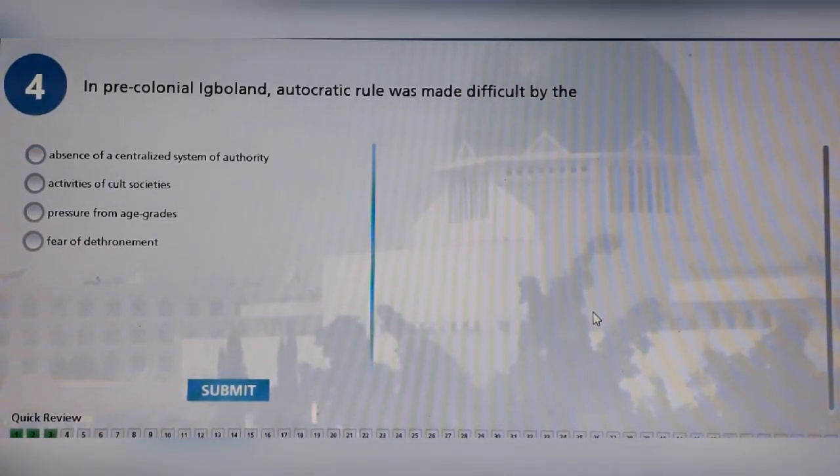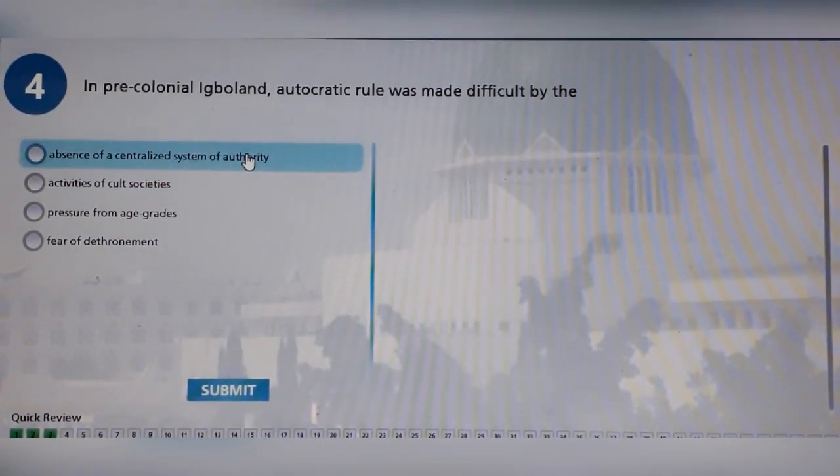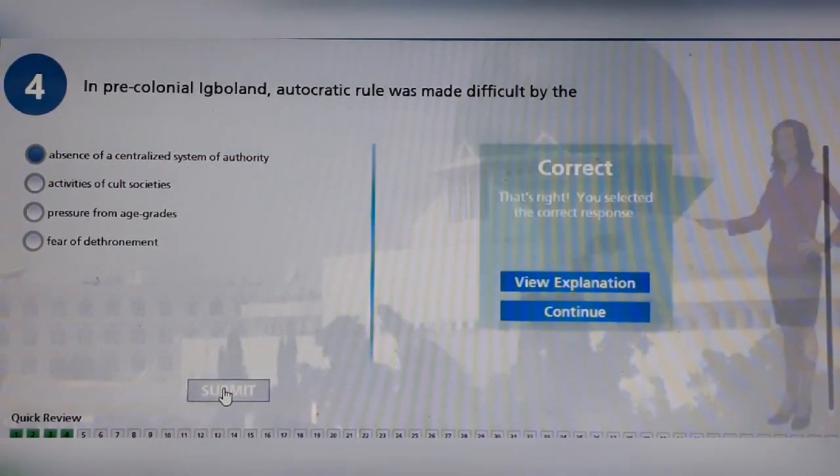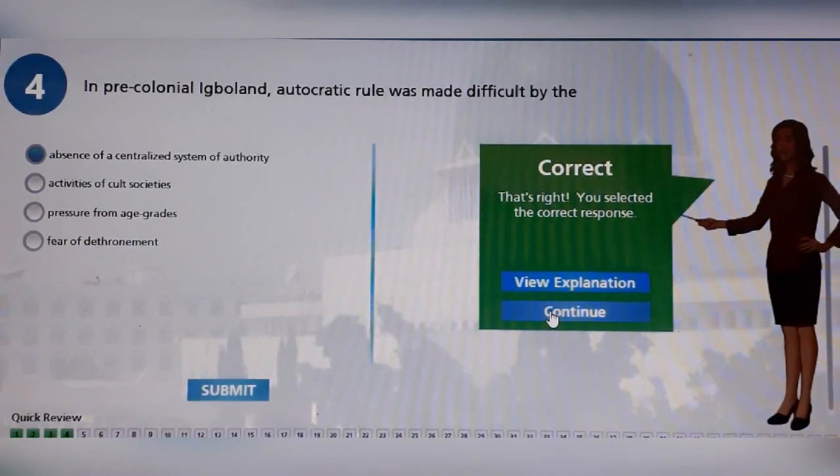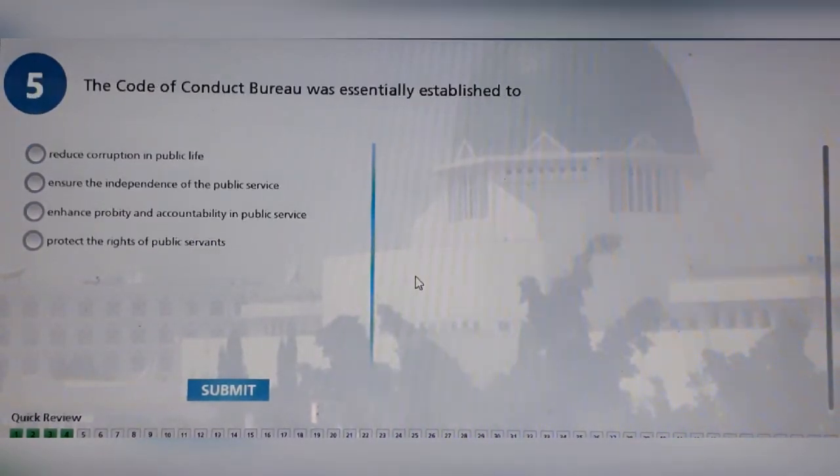Number 4 says, in pre-colonial Igbo land, autocratic rule was made difficult by... Of course we know the Igbos never operated a centralized system of administration. So if we're looking at these options, we know our answer will be what? Absence of a centralized system of authority. That was why autocratic rule was made difficult in pre-colonial Igbo land.